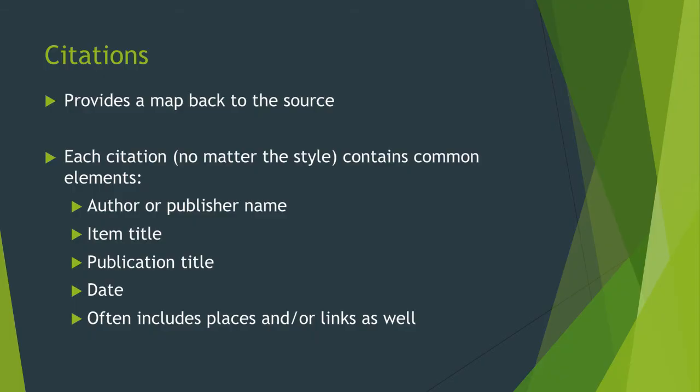And as a librarian, I'd feel remiss if I didn't speak a little bit on citations, since this is going to be a big part of what you'll have to provide for your literature review. Basically, citations are the thing that provide a map back to the source, and that's why you want them to be accurate, so that readers can know where you got your information, and if they feel the need to go back and either check or explore something further, they can do so. So each citation, no matter what style is being used, will always contain author or publisher name, item title, publication title, and by item title, I mean article title. Publication title, so what journal or what newspaper or magazine it's published in, a date, and then we'll often include places and or links as well.